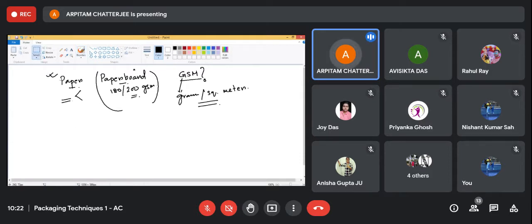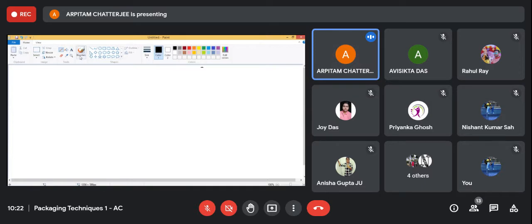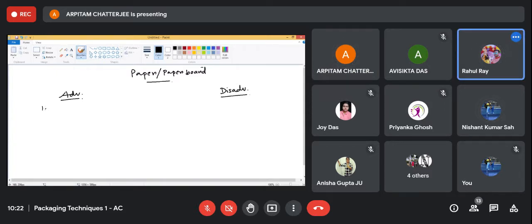So before we go further, let us quickly discuss what the advantages and disadvantages of paper or paper board are as packaging materials. We will have some advantages and some disadvantages. So what are the advantages of paper as a packaging material? Eco-friendly. Cheap. Yeah, you can say it is eco-friendly.